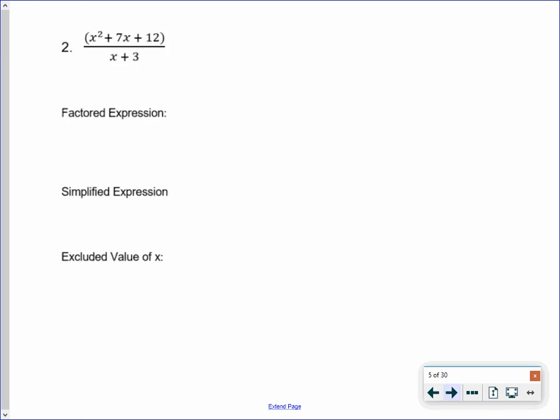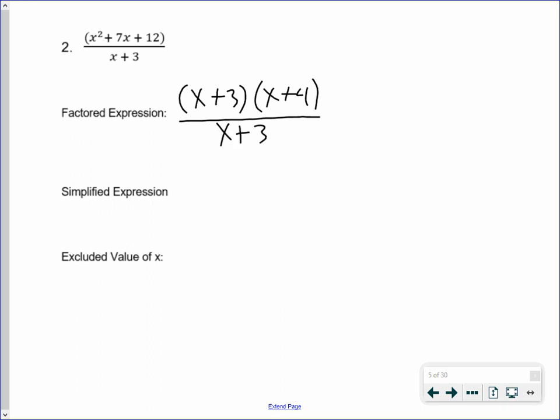Okay, let's go on to number 2. We're going to do the same thing. We're going to factor the top and the bottom. We have x squared plus 7x plus 12 all over x plus 3. If we factor this, we get x plus 3 times x plus 4. 3 times 4 gives us 12, and 3 plus 4 gives us 7. The bottom is already factored for us, so we can just rewrite it. We cannot factor it anymore from here, so this is our factored expression.